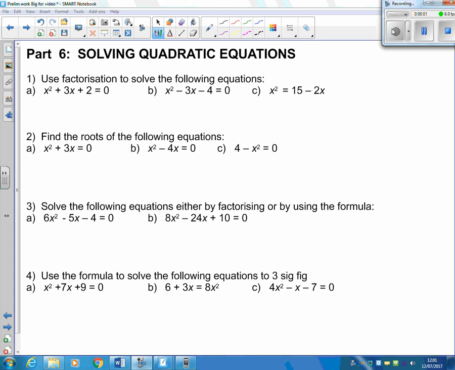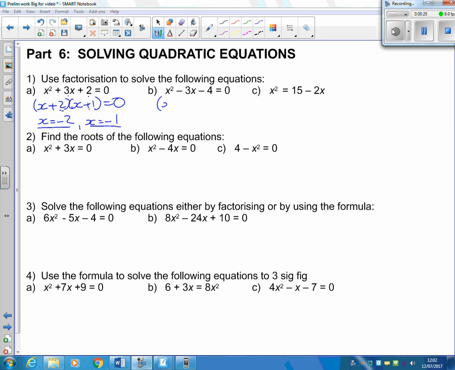Part 6 is solving quadratic equations, one of the most important skills that you need. And we've looked at factorising before, so if we factorise that first one there, we can spot that 2 times 1 gives 2, and 2 and 1 makes 3. And so there's the factors. And so this gives us two answers of x is minus 1 and x is minus 2.